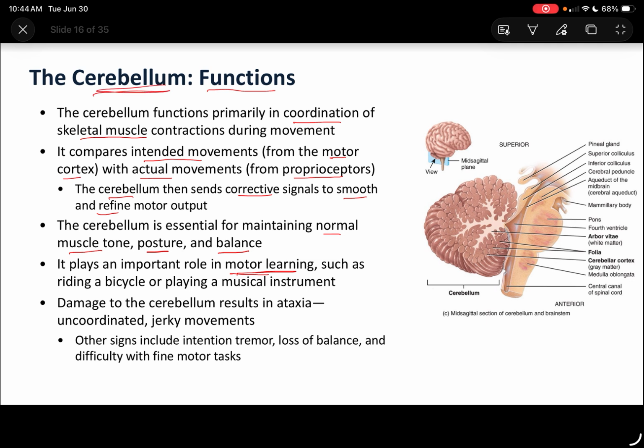That being said, any sort of damage to the cerebellum can result in something called ataxia, which is going to be classified as uncoordinated or jerky movements. Other signs that you've done damage to your poor little cerebellum might include intention tremors, where you shake when you're like having the intention to do something before you've actually initiated that movement. This is going to be shaking there, as well as loss of balance and any sort of difficulty with fine motor tasks as well.